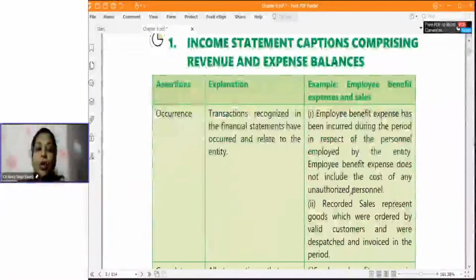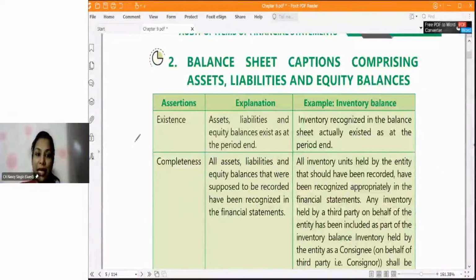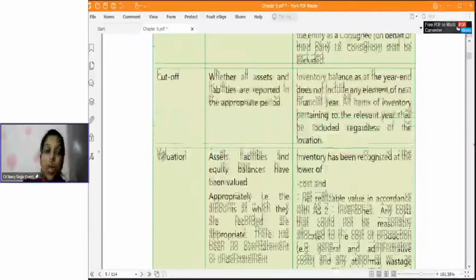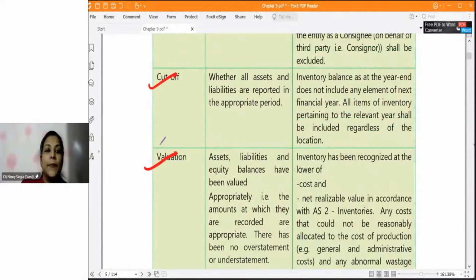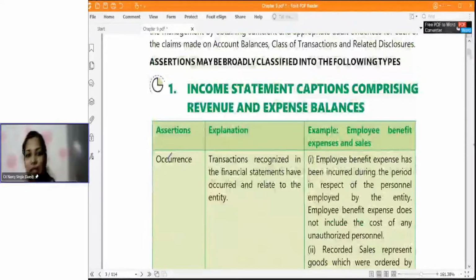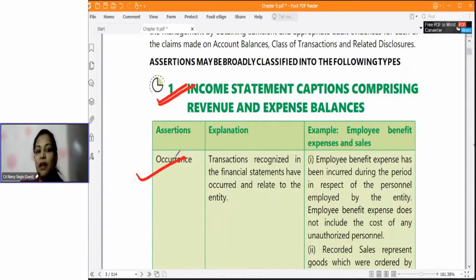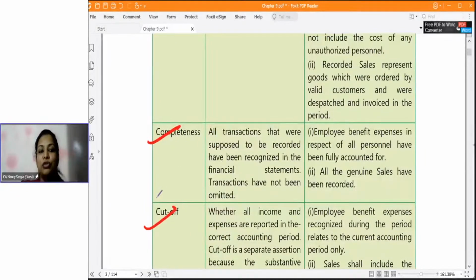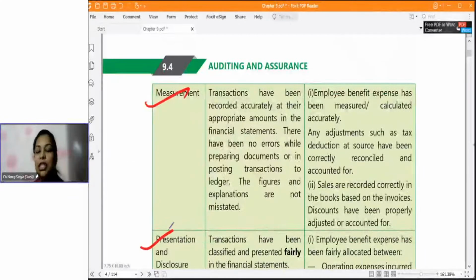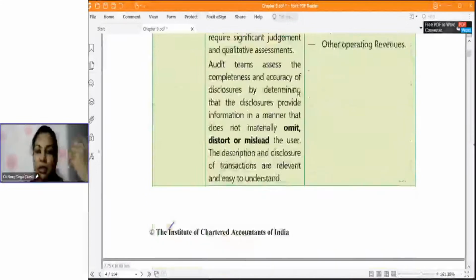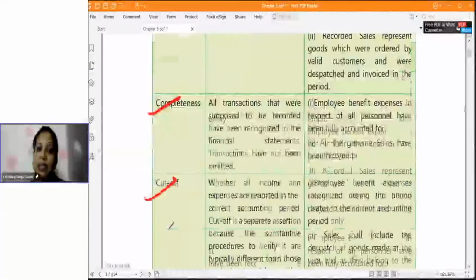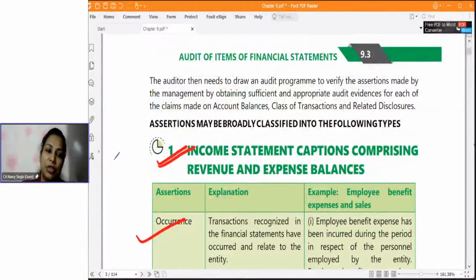ठीक है? Now the various assertions with respect to balance sheet items: existence, completeness, cutoff, valuation, rights, obligation, presentation and disclosure. ठीक है? So how these tables are given? This is with respect to income statement captions comprising revenue and expense balances, where you have assertions: occurrence, completeness, cutoff, measurement and presentation and disclosure. ठीक है? So abhi we will have a look at it. Just we will discuss this balance sheet wala captions, this income statement captions I'll be giving it to you as a homework. Now, how these tables are given?